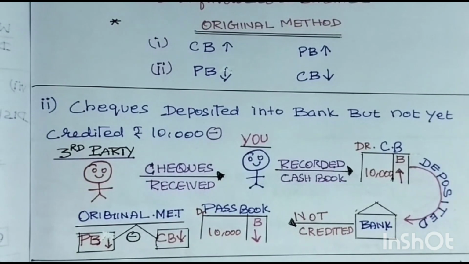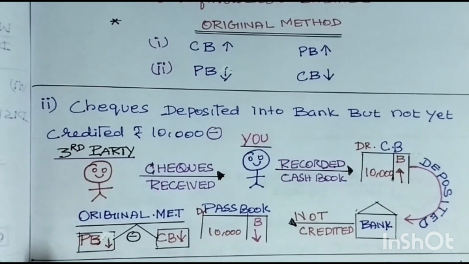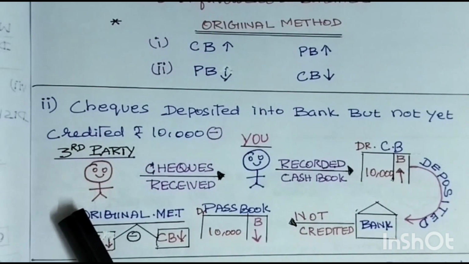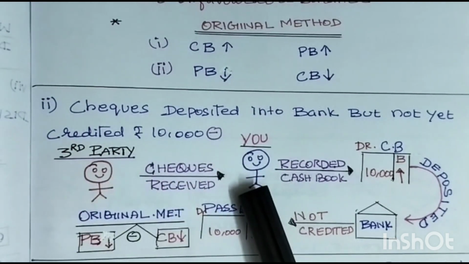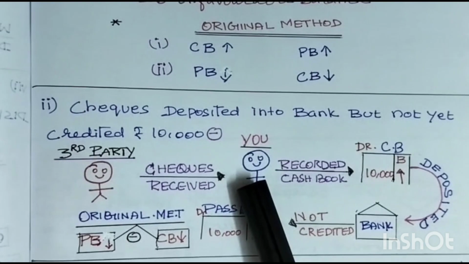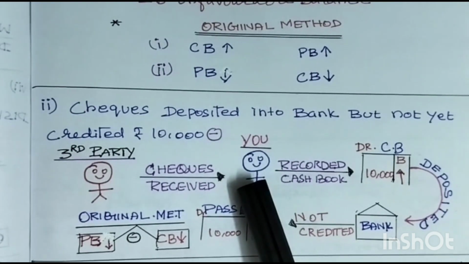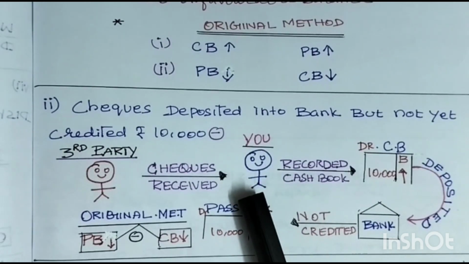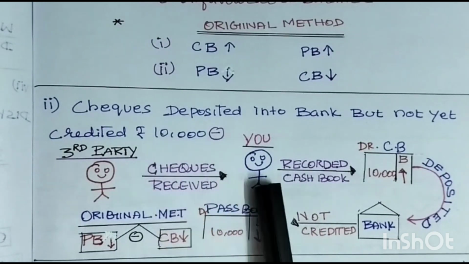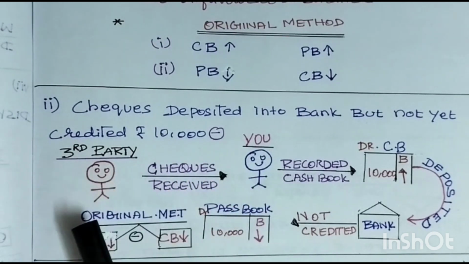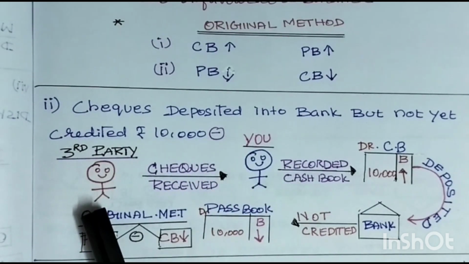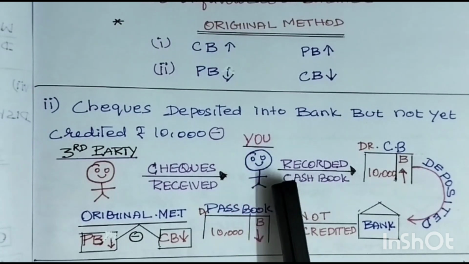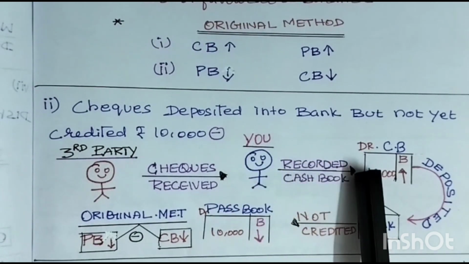Cheques deposited into bank but not yet credited, rupees 10,000. Okay, listen. From a third party, you are here. I will explain it with a mind map, so it will be easy to understand. You can understand the concept very easily with a mind map. So you are here. You received a cheque from the third party.